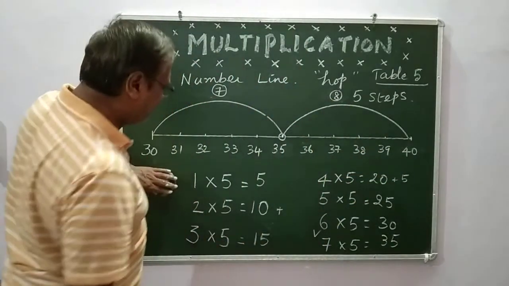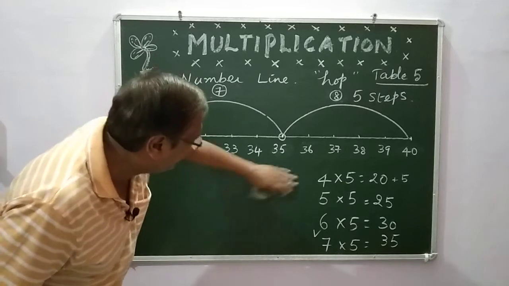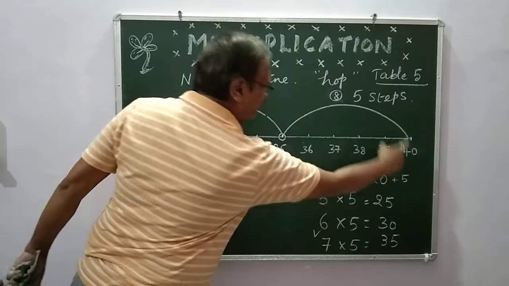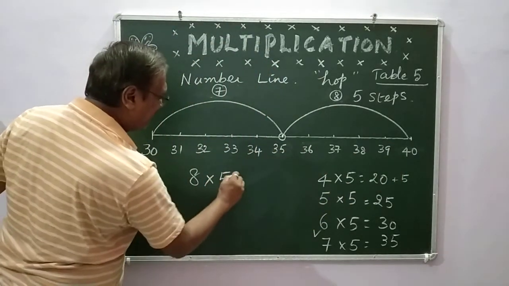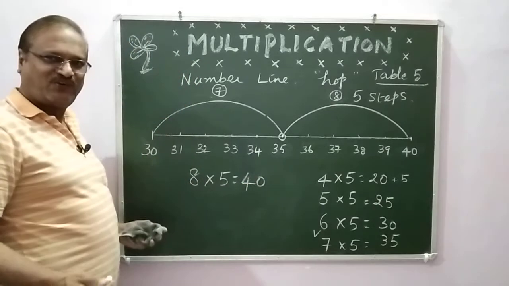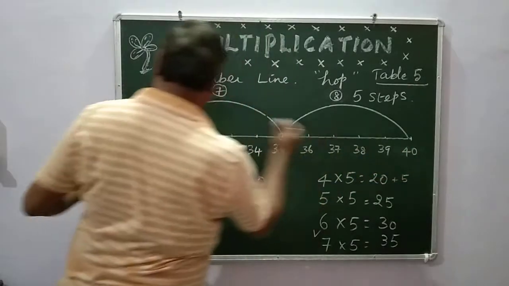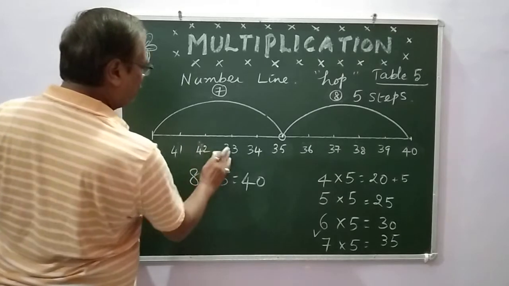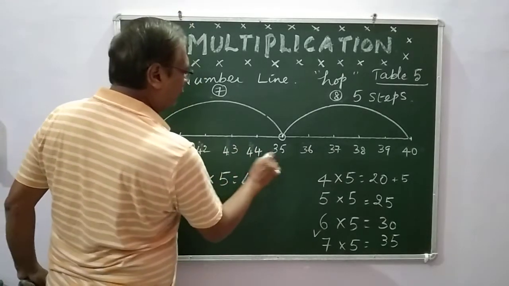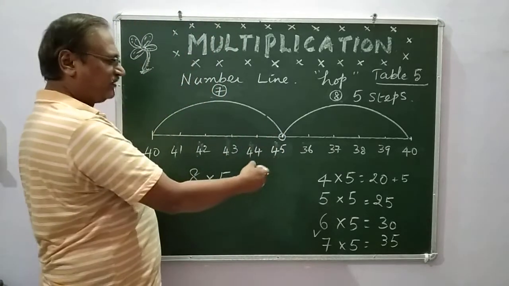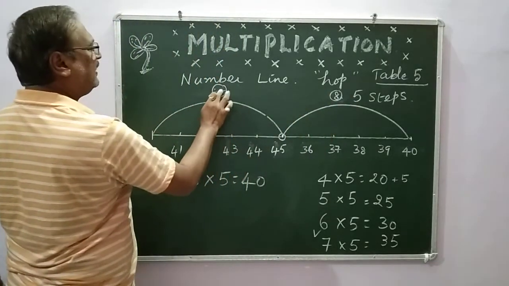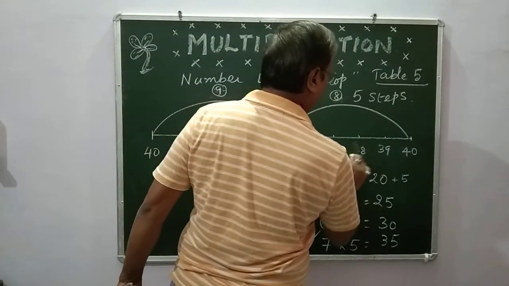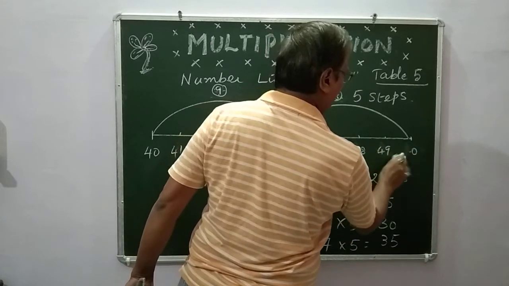That will be, let me erase this here. Right. Okay. I need space now. The 8th time, when it jumps from 35, 5 steps, 8 5s are 40. Now you know very well what should come next. 40 should come here. This will become 40, 41, 42, 43, 44, 45. When it does 45, the 8th, it will become 9. And then 46, 47, 48, 49, 50.